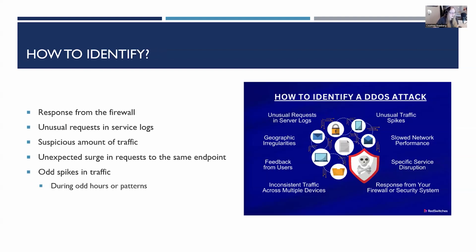So the question is, how do you identify them? The firewall can respond to them by requests coming in. There are unusual requests in the service log. There is a lot of traffic, and that will be able to be seen in the demo of what that looks like. Or there's an unexpected surge of requests to the same endpoint, like it's come from the same computer or location, and also odd spikes in traffic during weird hours or just patterns like every 10 minutes.